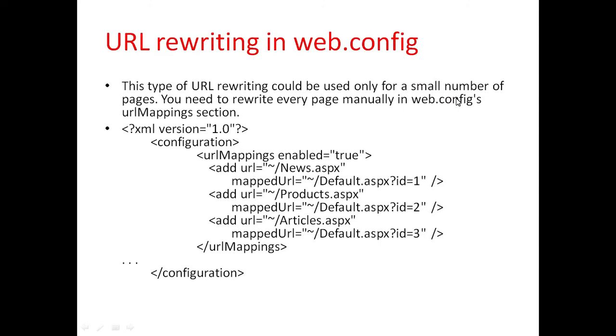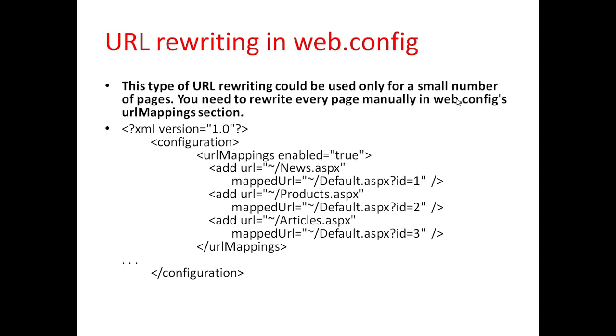You can write the URL rewriting in web.config or the global.asax file. First we will see writing URL rewriting in web.config. This type of URL rewriting could be used only for a small number of pages. You need to rewrite every page manually in web.config's URL mapping section.